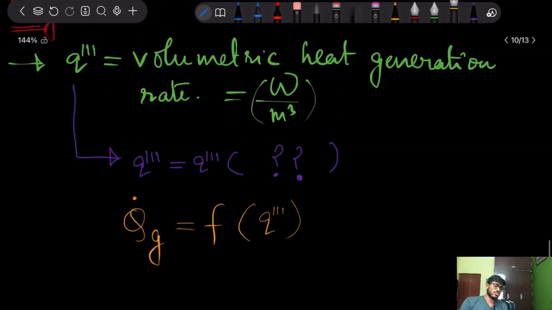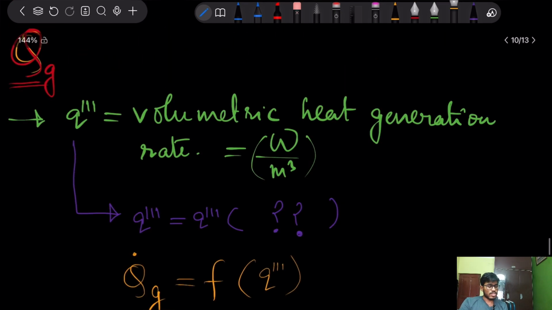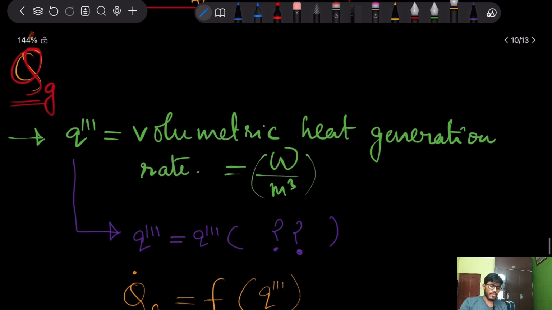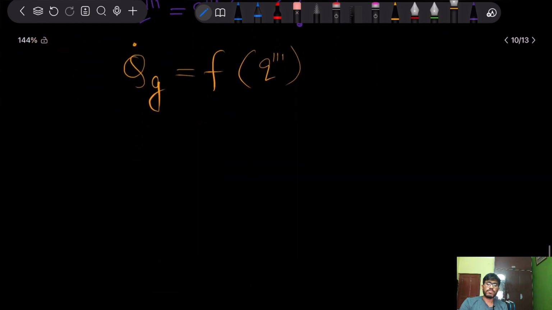Okay, so we will continue in the next lecture from this q dot G, and we will derive the final form of the thermal energy balance. So until then, bye bye, take care.